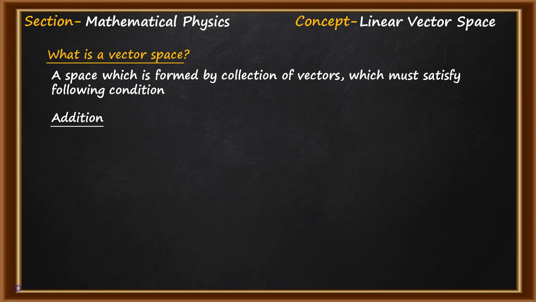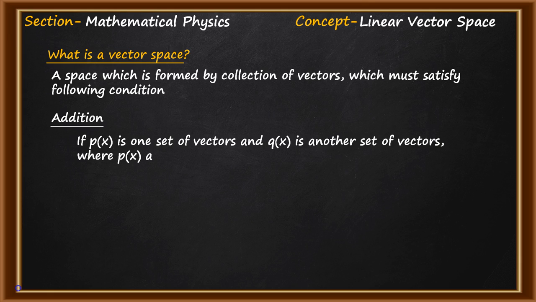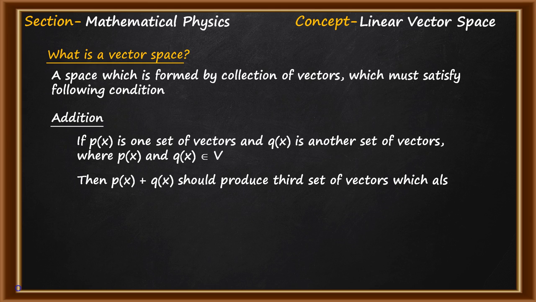Suppose you have p(x) as one vector and q(x) as another vector, where p(x) and q(x) belong to a set V, which is a vector space. If you have two vectors p(x) and q(x), then according to the addition condition, the sum p(x) + q(x) should also produce a third vector which also belongs to V. So this is the first condition.